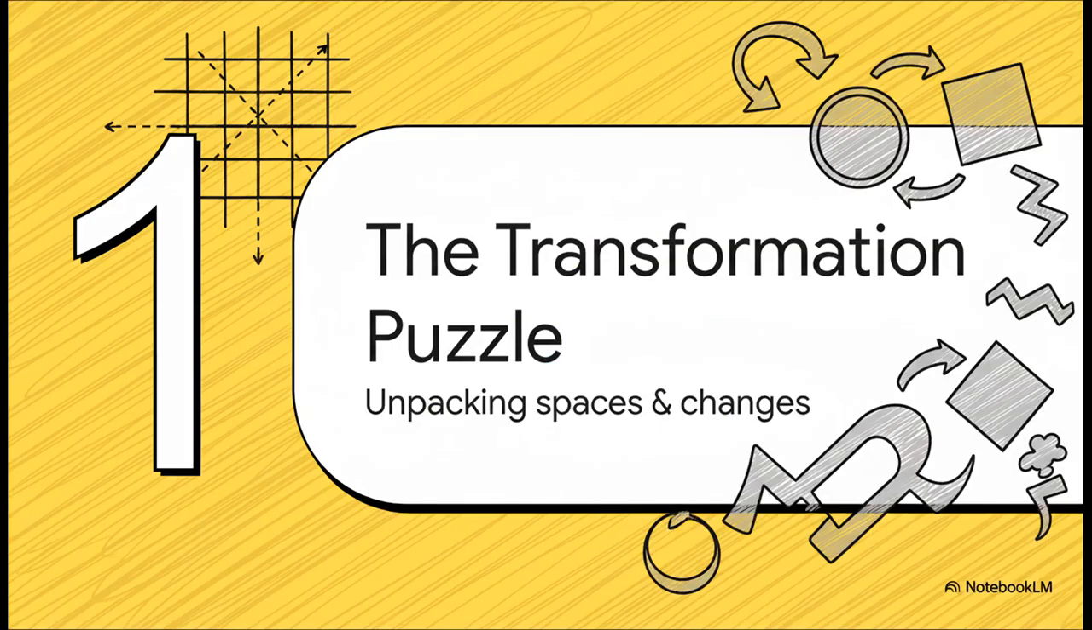So, our first puzzle has two main parts. First, we've got to get a handle on the space we're playing in. Think of it like the game board, you know? It has its own rules, its own dimensions. And second, we have the instructions, these things called transformations that tell us exactly how to change that game board.